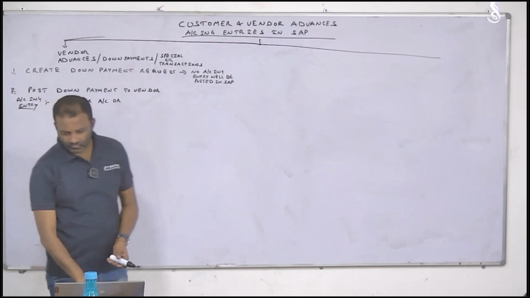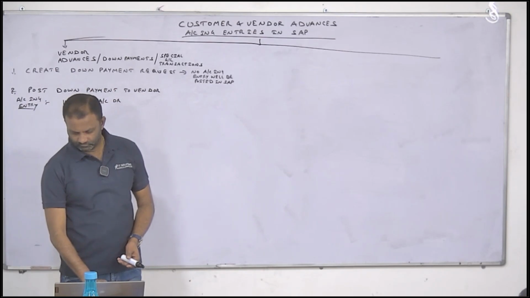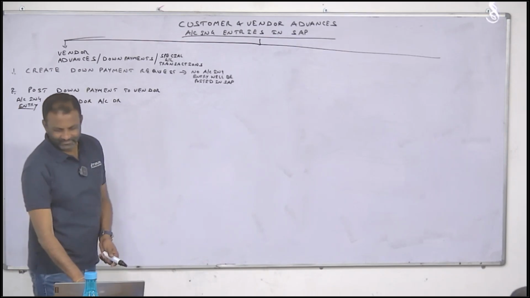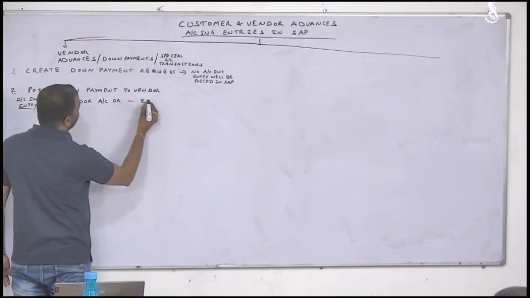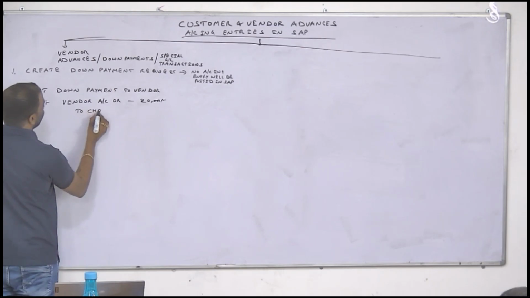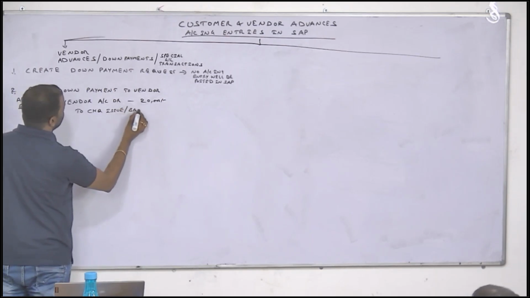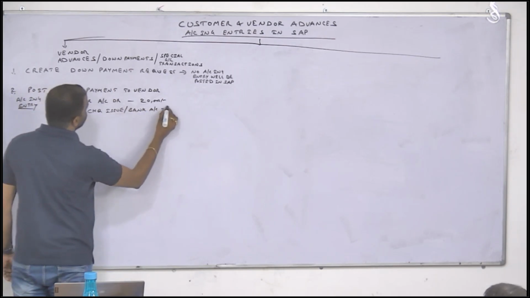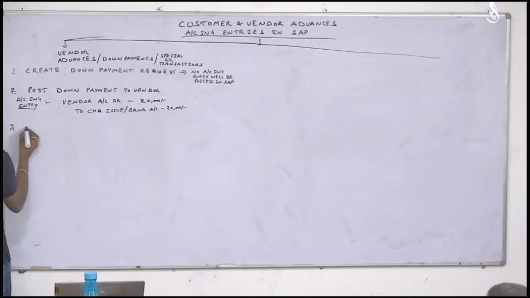Vendor account debit. Just using the 20,000 we are paying as advance, to check clearing account, check issue account or bank account, whatever it may be. How much? 20,000. Done. Third one. What is the third one?